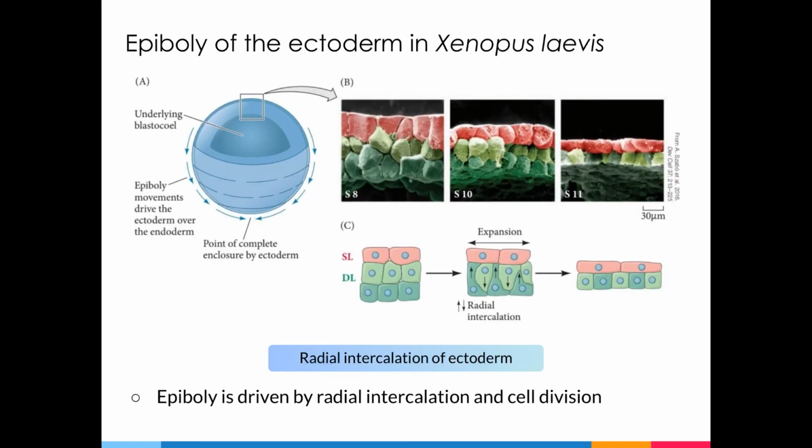A mechanically similar process called radial intercalation causes the thinning of a multicell layer into a thinner sheet of cells. Radial intercalation occurs in the multi-layer ectoderm of the animal cap, and in this process, cells intercalate in a direction that's perpendicular to the surface. So that leads to an increase in the surface area of the cell sheet, as well as the thinning of the sheet, and this is in part responsible for epiboly.